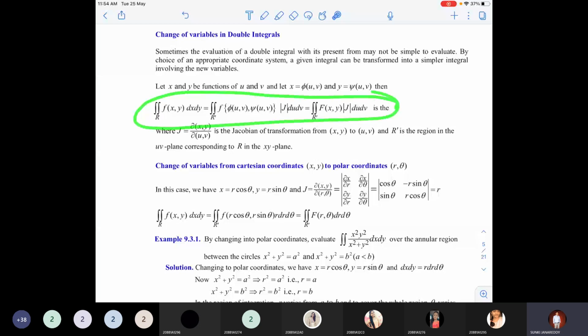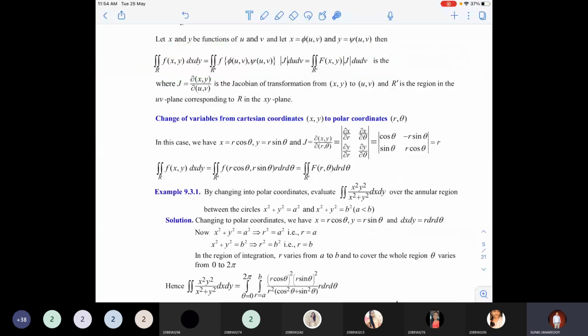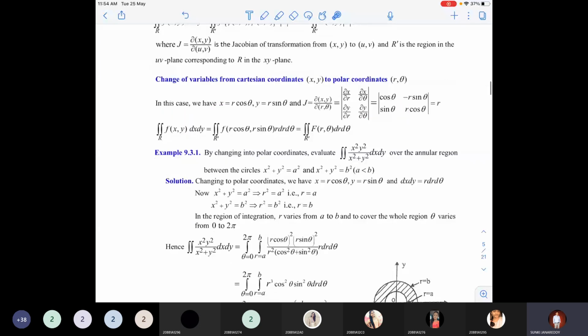Okay, sometimes the next one is how to change Cartesian coordinates into polar coordinates. That is also something you should know. To change Cartesian coordinates into polar coordinates, by putting x equal to r cos theta, y is equal to r sin theta, we can change Cartesian coordinates into polar coordinates. These are the formulas, these you already know. Okay, for this, what is the Jacobian, dou of x comma y with respect to dou of r comma theta?